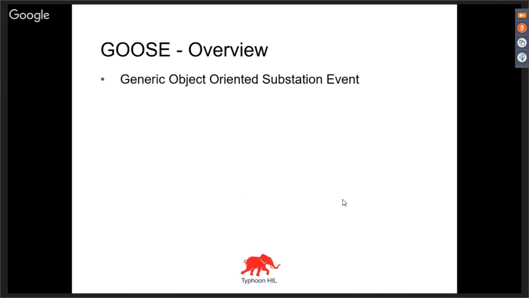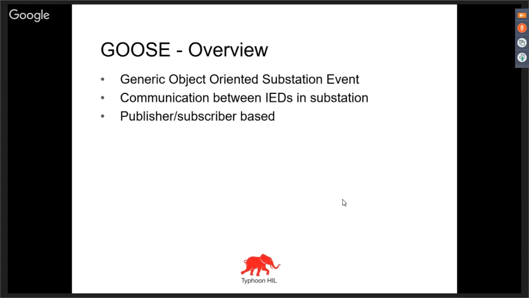So the GOOSE protocol, as I said, is the only protocol implemented in Typhoon HIL from this standard, and it stands for Generic Object-Oriented Substation Event. It's used to communicate between IEDs in the substation, and it is publisher-subscriber based. What this means is that one device is a publisher, and it publishes a message under some topic, and a subscriber can subscribe to that topic and filter out all the other messages. So only the messages that have the same topic will be filtered and parsed.